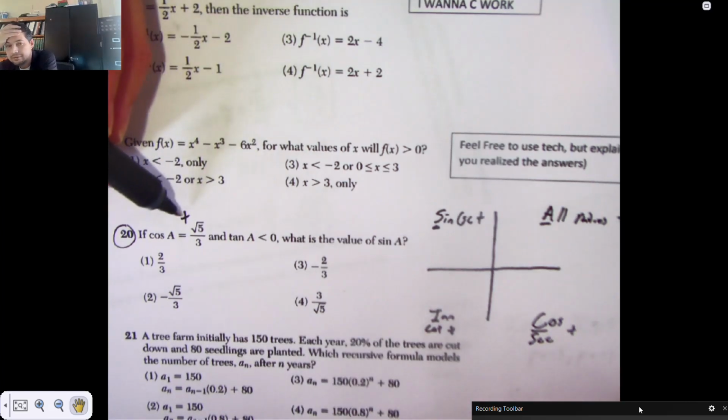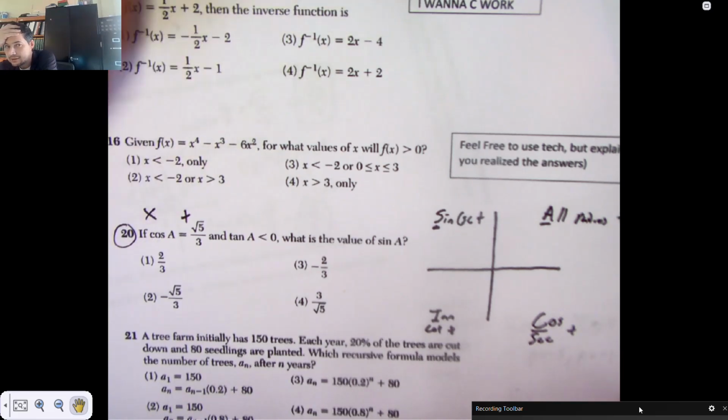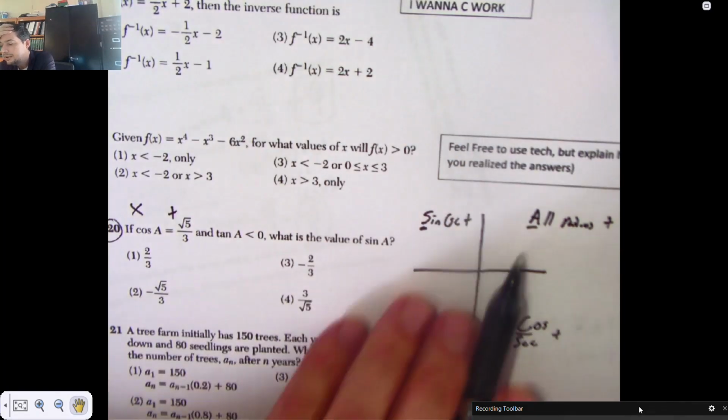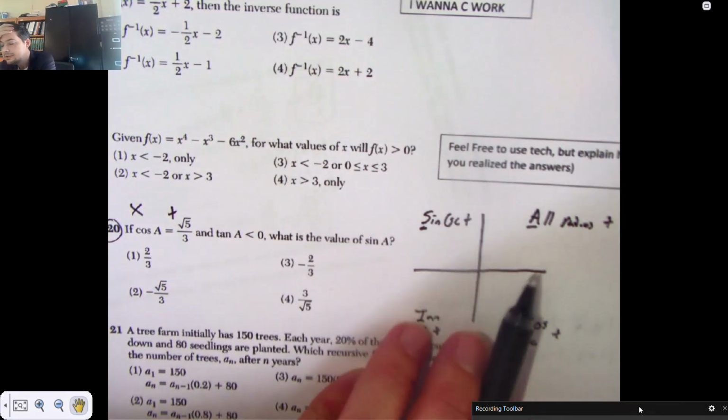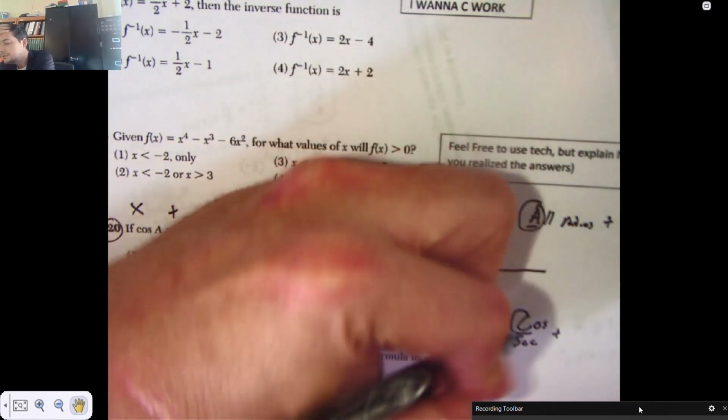This is positive. Cosine, by the way, which is x, think about that, cosine is x, is going to be positive here or here because this is where x is positive. So I'm going to circle that and I'm going to circle that.